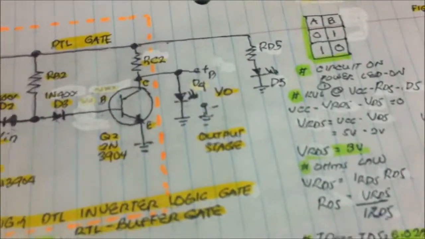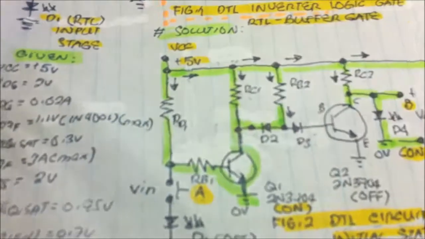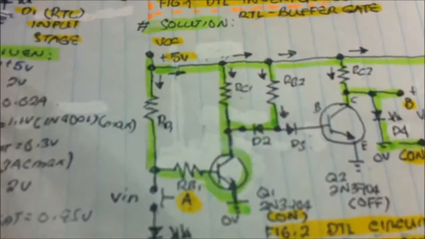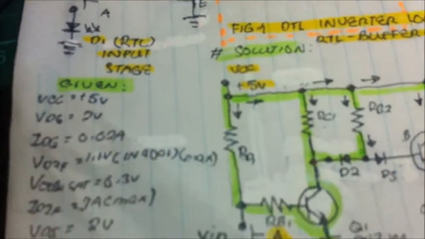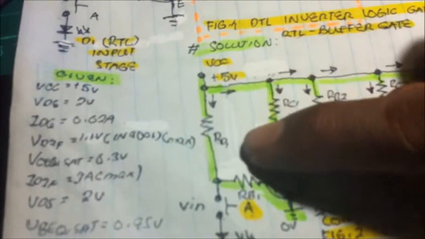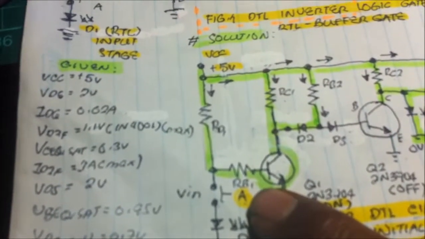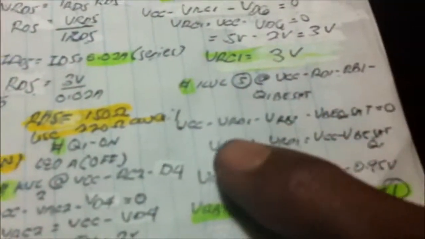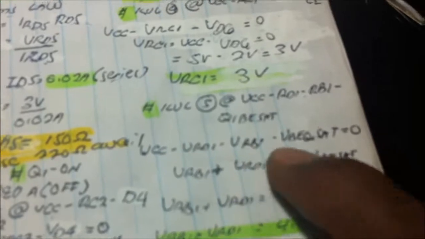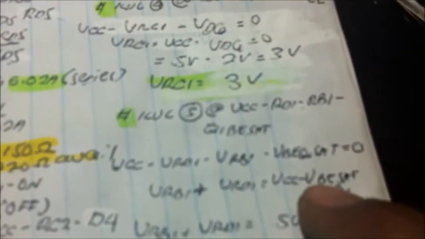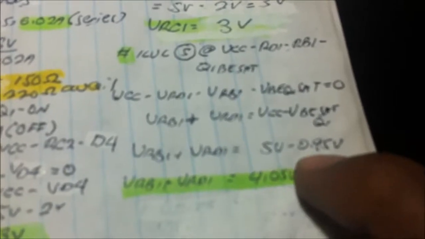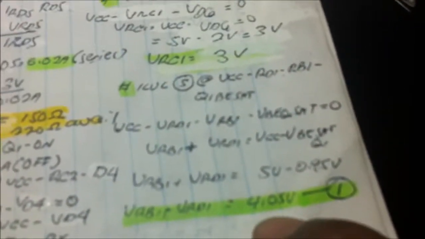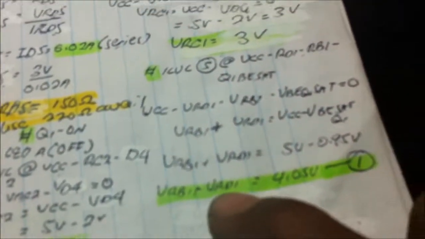And now let us see another KVL in the circuit, that is RD1. So we got another KVL here at this VCC, RD1, RB1, and to the ground, base to emitter to the ground. Using KVL, VCC, RD1, base to emitter saturation. Since the base to emitter saturation of this transistor is 0.95, I got this 4.05, the sum of the voltage at RB1 and RD1. So we get now the voltage drop of these two resistors.